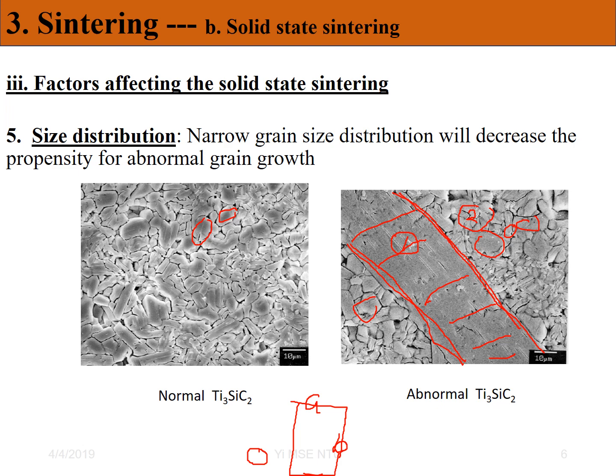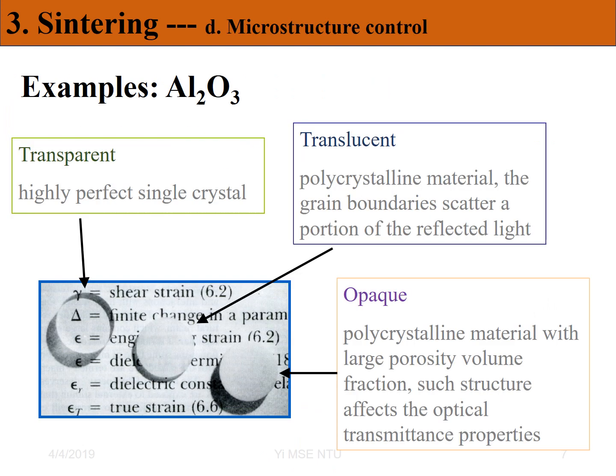And how can we produce such a structure? As we have already explained in the factors affecting solid state sintering, if you start with powders that have very different particle sizes, then in the end you are going to have very different grain size growth. So if you start with very uniform, you end up with very uniform. If you start with very non-uniform, in the end you will get something which is non-uniform.